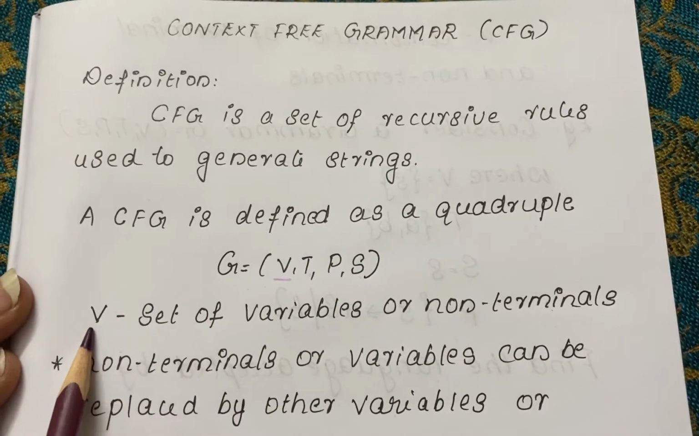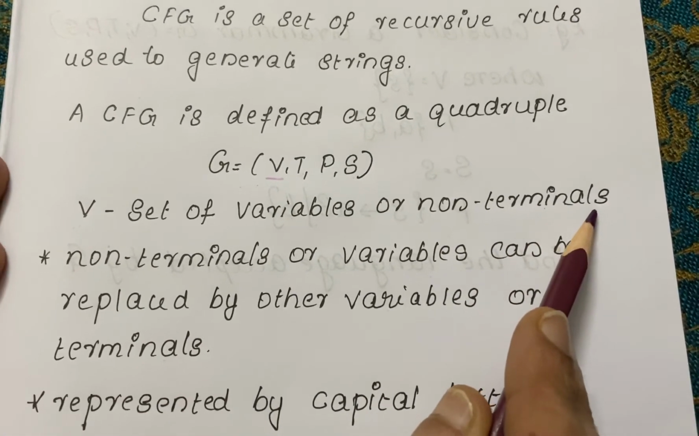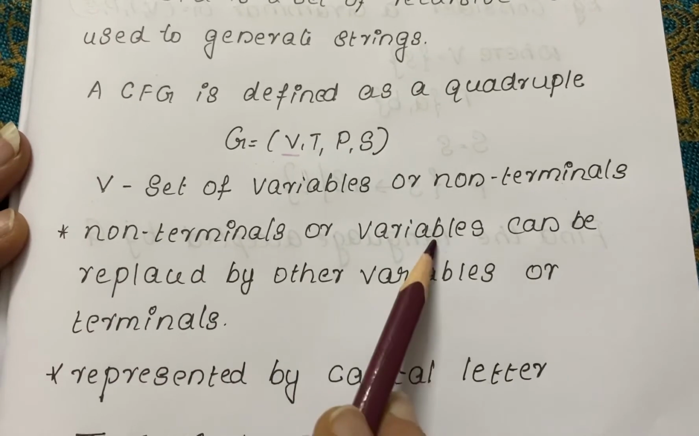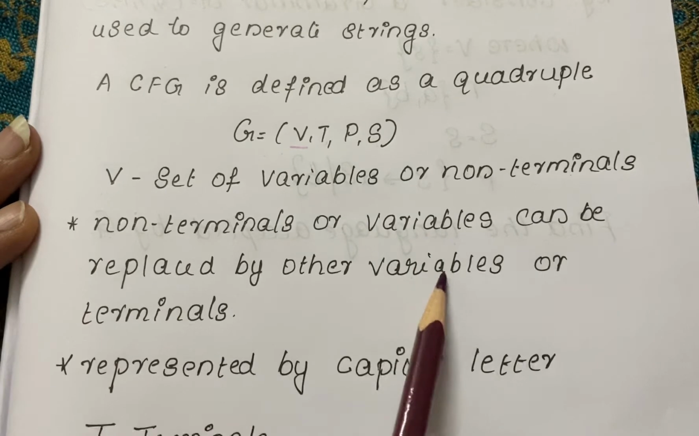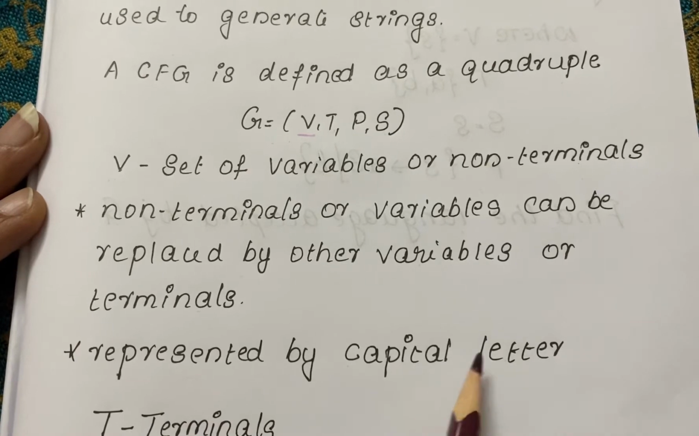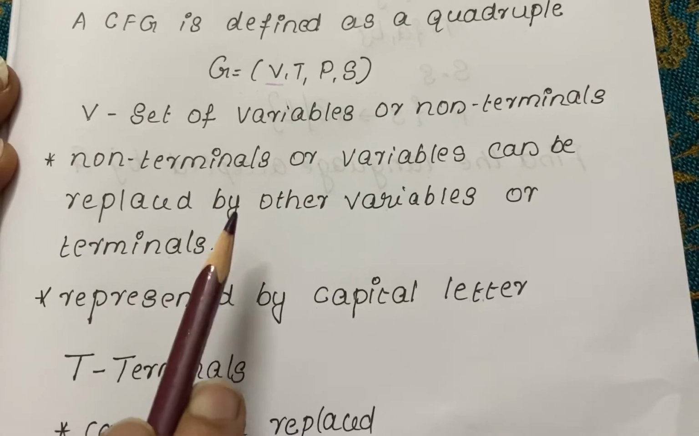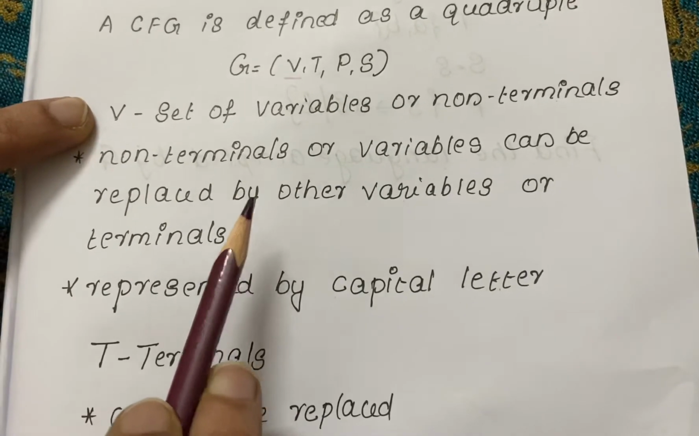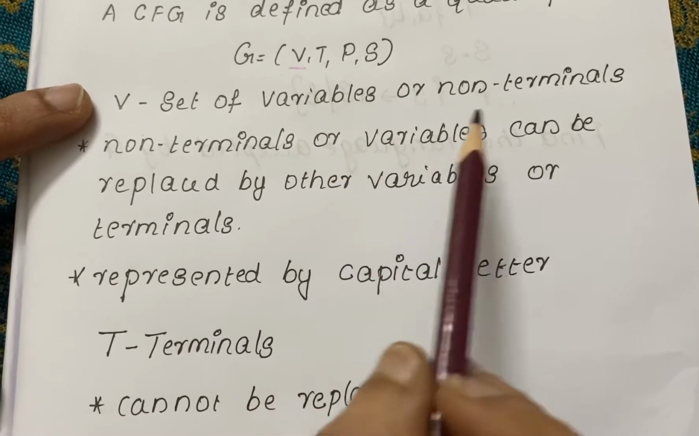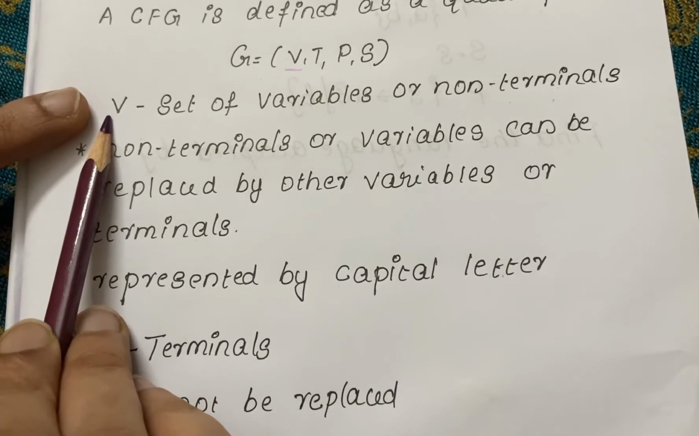First, V. V is a set of variables or non-terminals. You will be asking me what non-terminals are. Non-terminals or variables can be replaced by other variables or terminals. They are usually represented by capital letters. So in your context-free grammar, if you are seeing capital letters, they all belong to this V. The capital letters which you are seeing in your grammar are the non-terminals or variables.